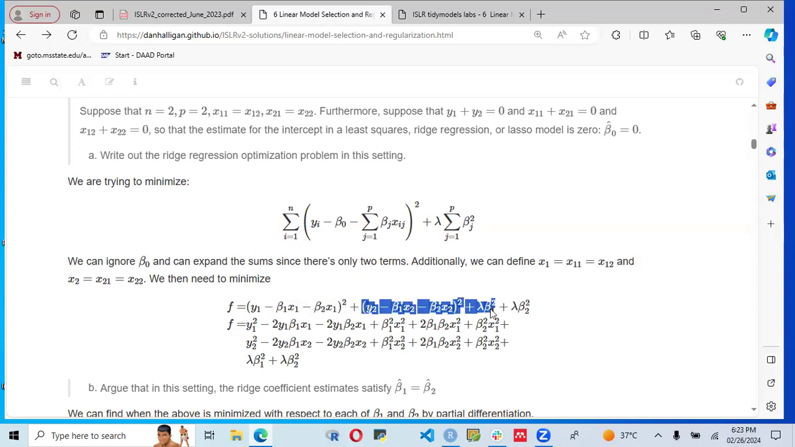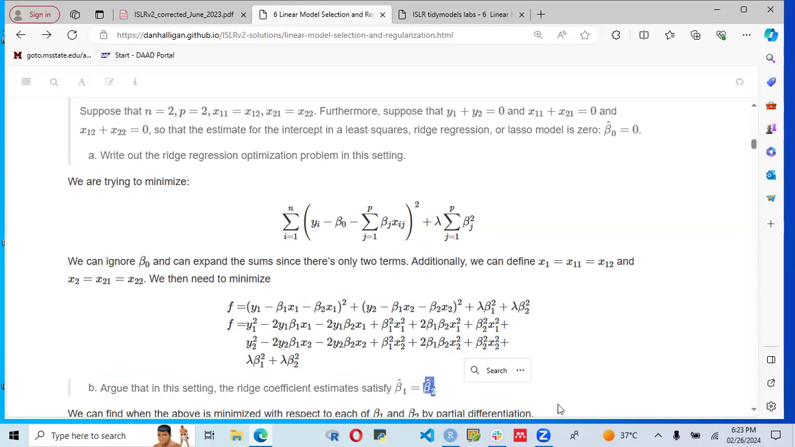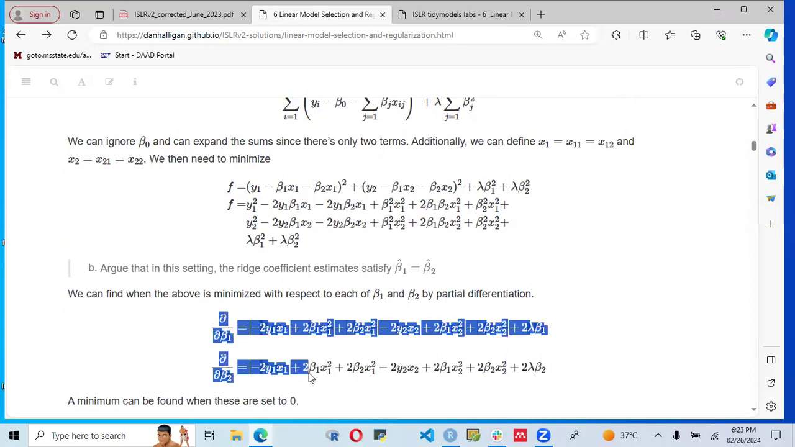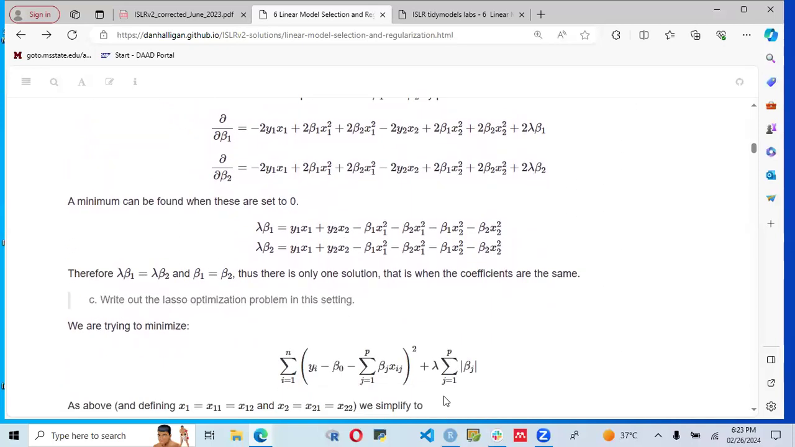minimize this term, where we have f equal to y1 minus beta 1 x1 minus beta 2 x2, all squared, plus this. Okay, so now they say we should argue that in this setting the ridge coefficient estimates satisfy beta 1 hat is equal to beta 2 hat. So here we can find when it is minimized with respect to each of beta 1 and beta 2 by partial differentiation given these equations. We can see that a minimum can be found when these are set to zero. Therefore, lambda beta 1 is equal to lambda beta 2, and beta 1 is equal to beta 2. Thus, there is only one solution, that is when the coefficients are the same.